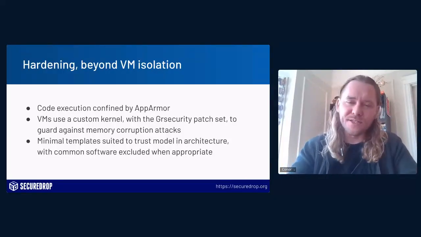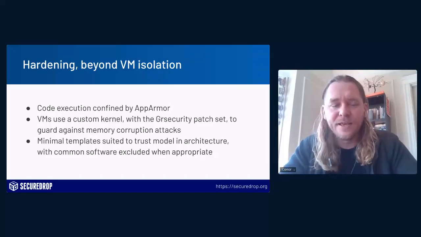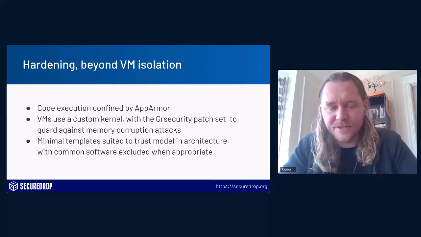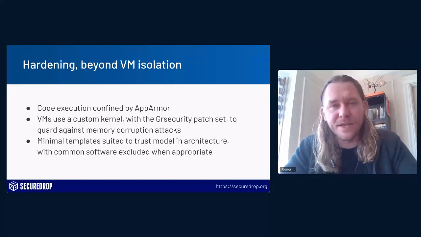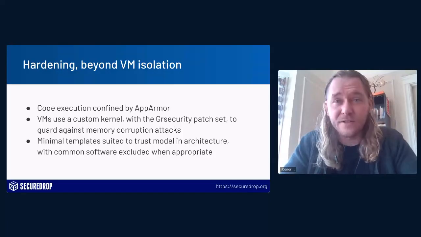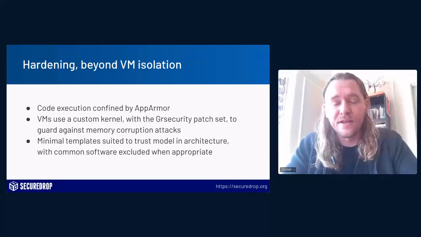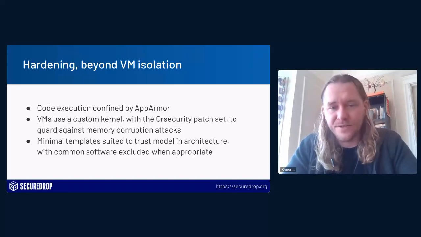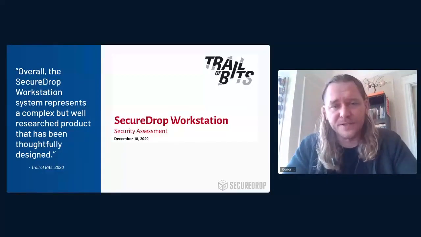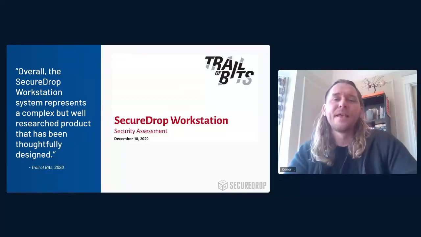I can provide a lot more detail about these as warranted in Q&A. Briefly, we have AppArmor confining what's a permitted execution context for the applications. All of our templates use a custom hardened kernel. Mostly the motivation there is to mitigate memory corruption attacks, which are very common vectors to exploit a system. If you send a file type and that file is opened in a way that can exploit a memory corruption vulnerability, you may then be able to pivot and get additional access to the system. And then, of course, we use minimal templates in every context we possibly can.